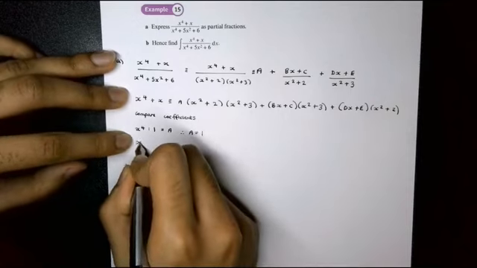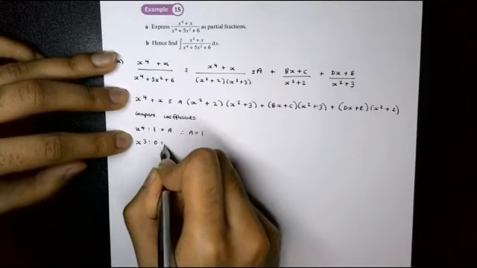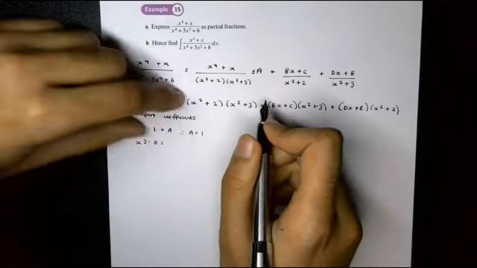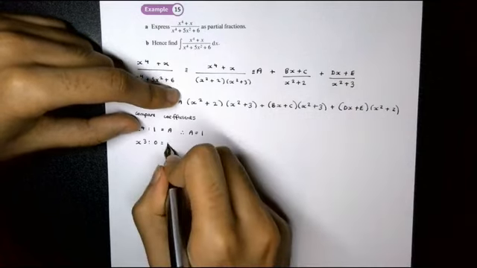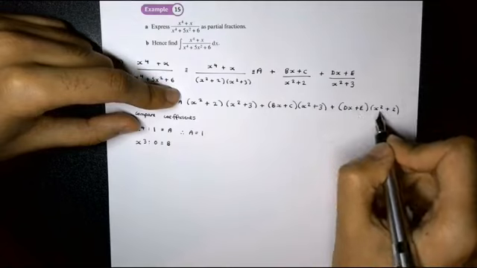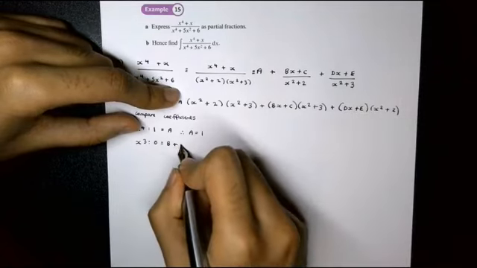If we compare the x cubes, you can see on the left hand side we've got 0 of them, but on the right hand side we've got bx times x squared, that gives an x cubed. And then we've got dx times x squared, that gives an x cubed. So we've got 0 equals b plus d.